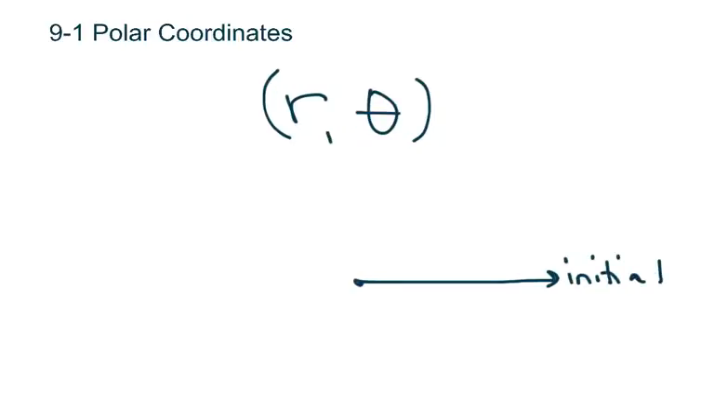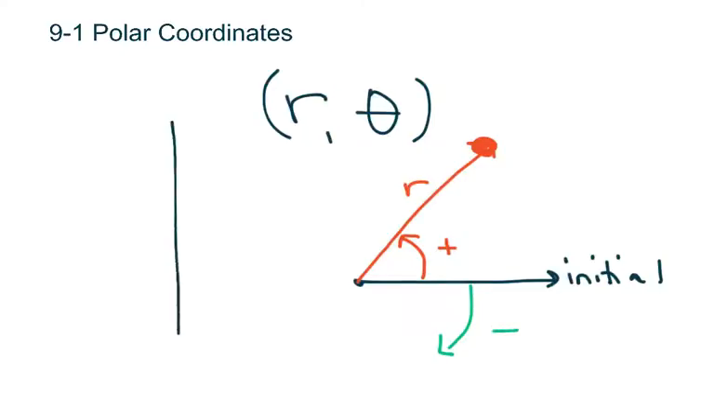So then, if you have some terminal ray somewhere of length r and angle theta, that's going to define something called a polar coordinate. Now remember that this is positive angles. If you go in the clockwise direction, that was negative angles.